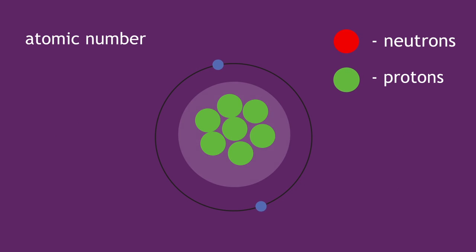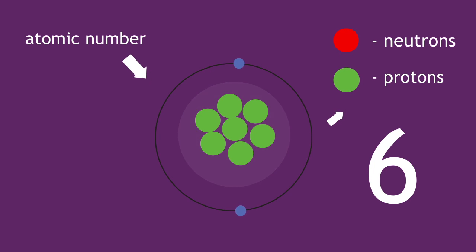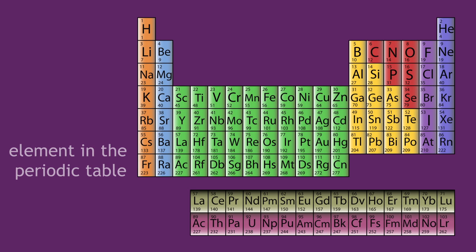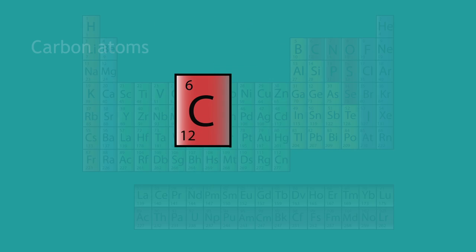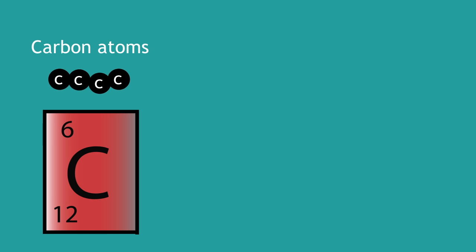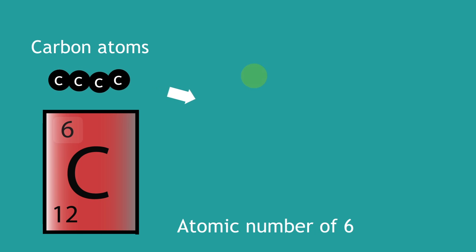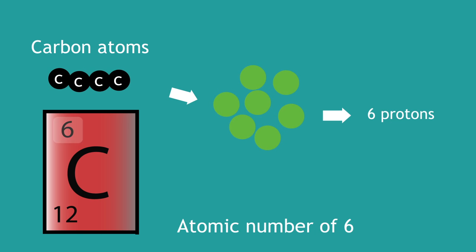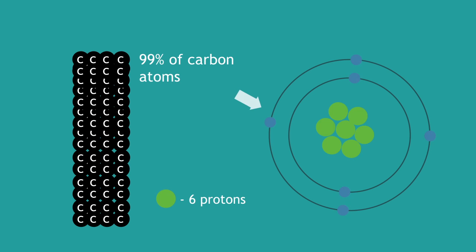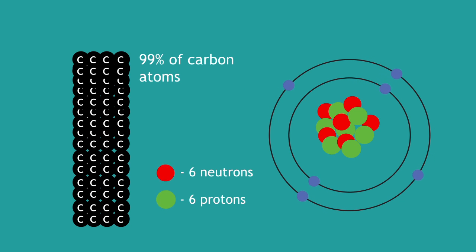The atomic number is the number of protons there are in the nucleus. It also identifies the element in the periodic table. For example, you can use the periodic table to see that carbon atoms have an atomic number of 6, so its atoms always have 6 protons. In nature, 99% of carbon atoms also have 6 neutrons in their nucleus.